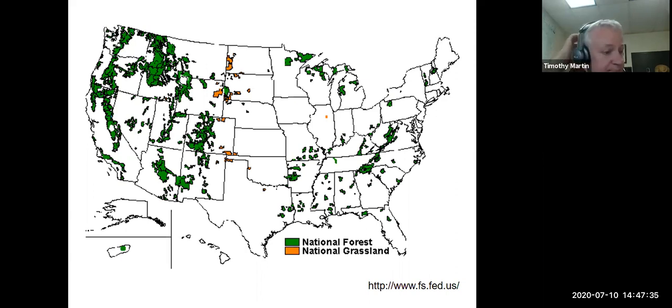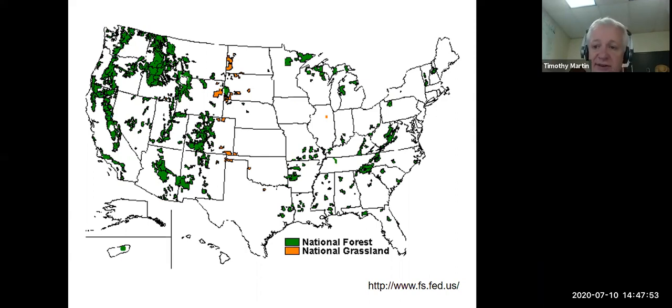So grazing is important. Grasslands are important, especially in the West. Okay. U.S. Forest Service manages 193 million acres of forest land. That's a huge amount of land. That's equivalent to the state of Texas in terms of acreage.